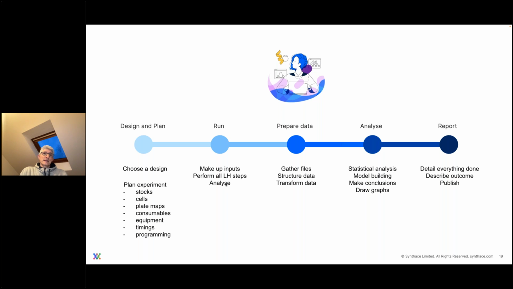And if we break that down, there's a huge amount of activities that have to happen at each stage. And for a complex DOE, these can get exceptionally difficult. So we need to choose the design that we want to work with. We then need to plan the experiment.